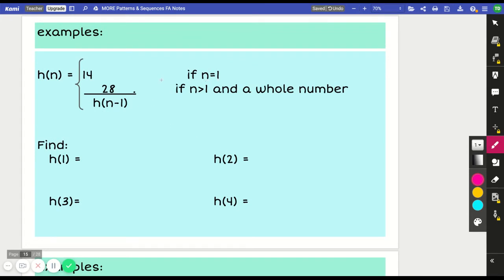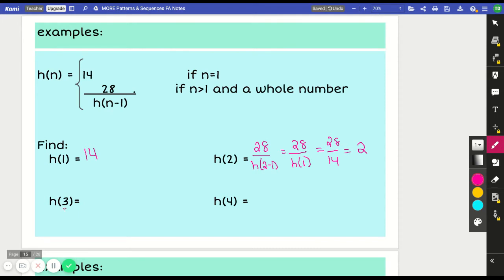When n is 1, it's equal to 14. And if it's bigger than 1, we're going to use this equation. So h of 1 is 14. Let's find h of 2. That gives me 28 over h of 2 minus 1. And we just found that h of 1 is 14. So I'm going to divide 28 by 14 to get 2.